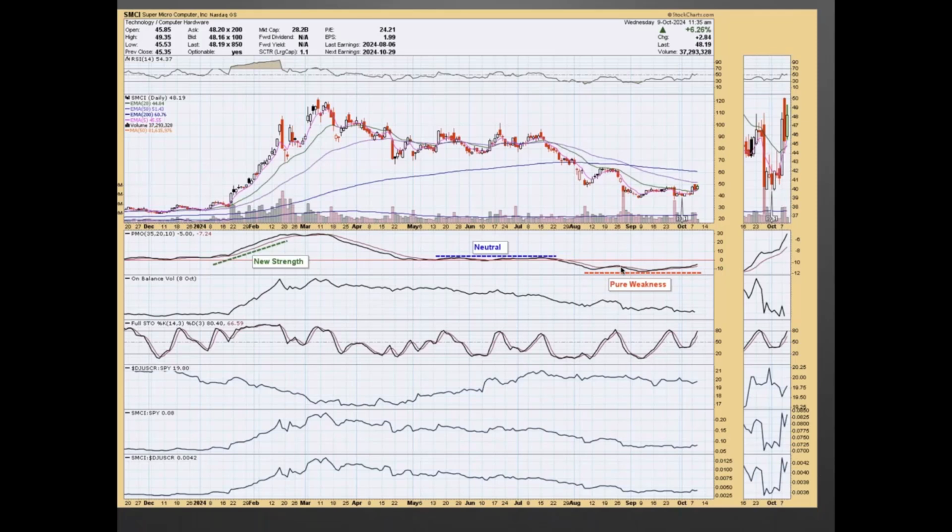That is pure weakness. Now we are starting to see some new strength come into Supermicro, but the PMO is still below the zero line by quite a bit. So I would be very careful about whatever rally we start to see here, because the PMO is still below that zero line. We're seeing diminishing weakness right now, not necessarily new strength. So we could see some price action move a little bit sideways, maybe melt upward because the PMO is melting upward. That's what I would be looking for with Supermicro.